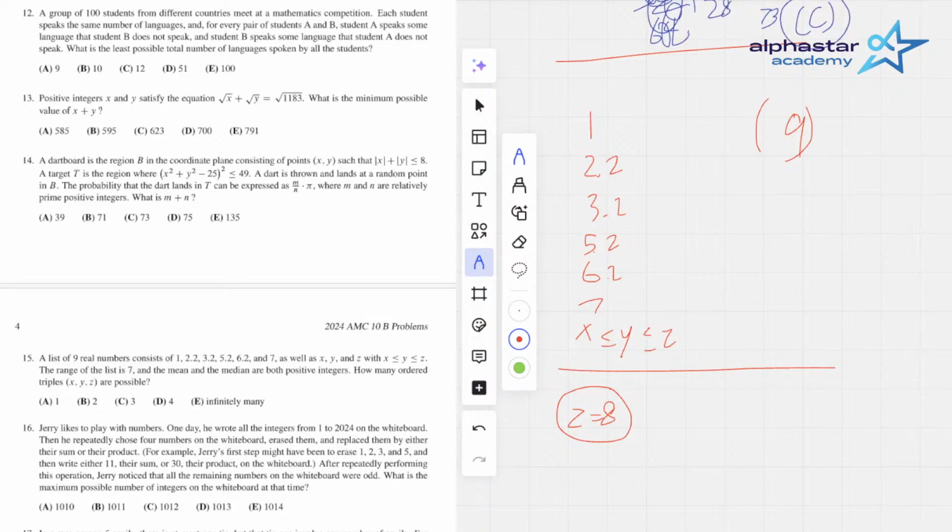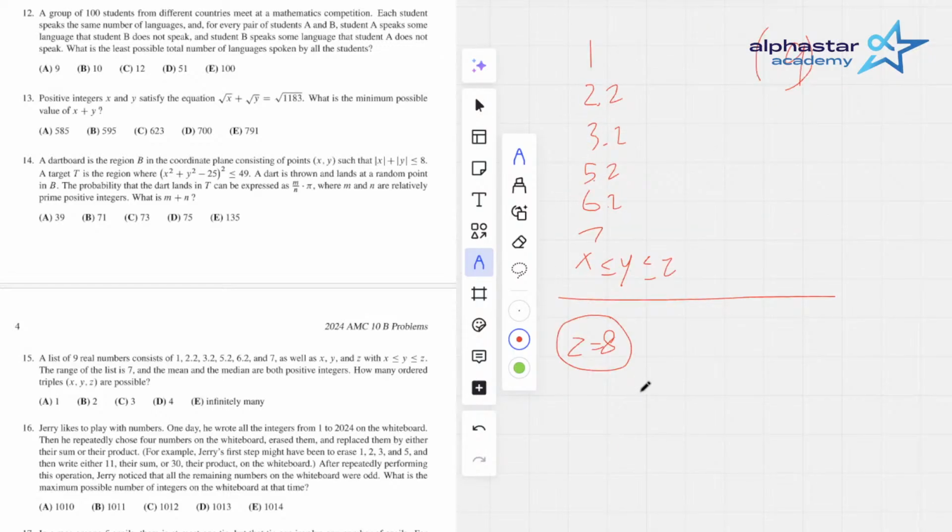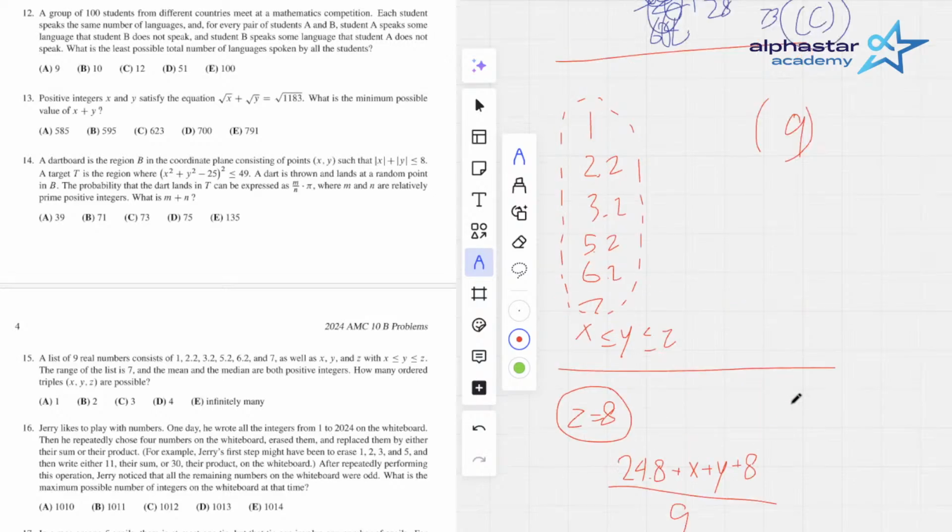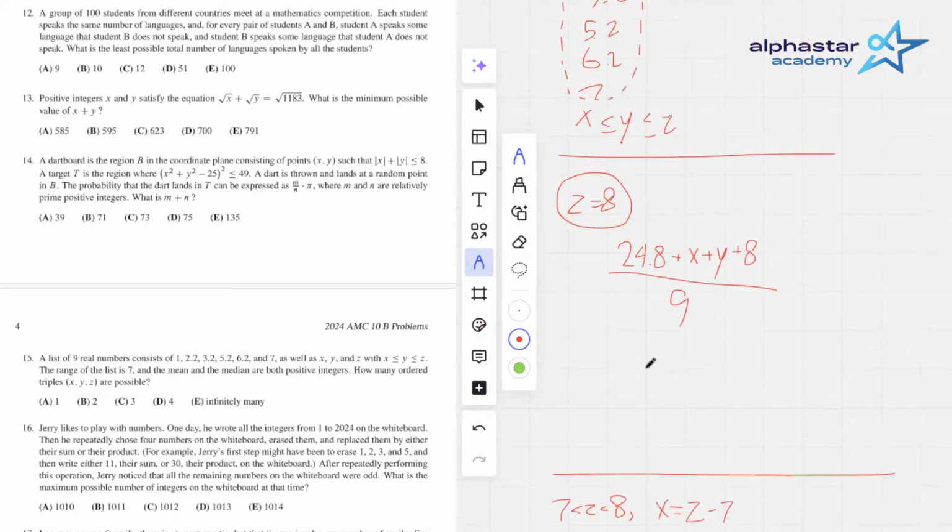Z equals 8. The median has to be an integer out of the 9, so either x or y is the median. So, let's first compute the sum of these 6 numbers, which is 1, 2, 3, 5, 6, 7, so 6, 12, 17, 24.8 plus x plus y plus 8 over 9 is an integer. 32.8.